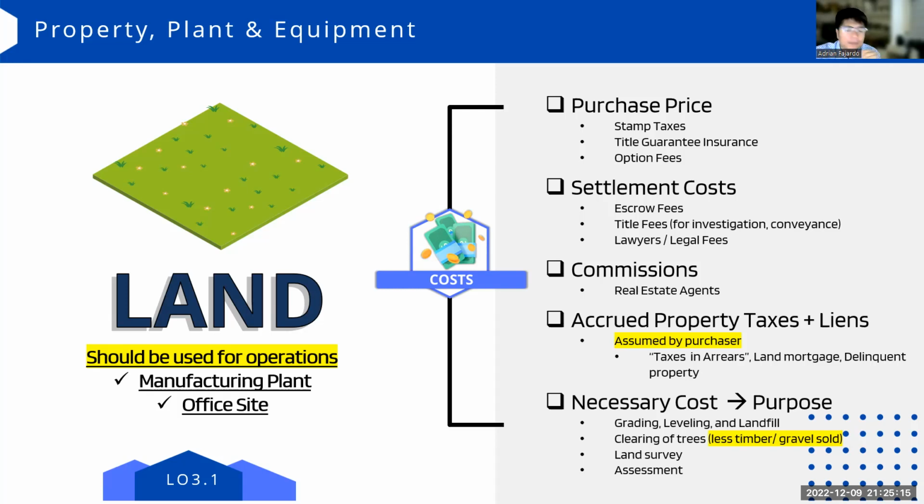I think you were able to see that in one of the exercises that we'll be discussing. Aside from this, what are the common terms associated with land? Grading, leveling, landfill, clearing of trees, net of anything sold from clearing the trees, land survey, and assessment. Assessment is usually on land, but you have to be careful because the assessment will pertain to a specific thing. If it's a special assessment on the land, then it's land. But if it's a special assessment on a land improvement, then that should be land improvement. Again, you'll see this in the exercises later.